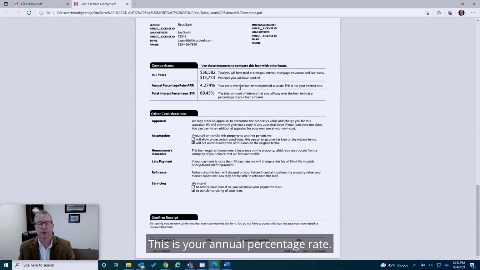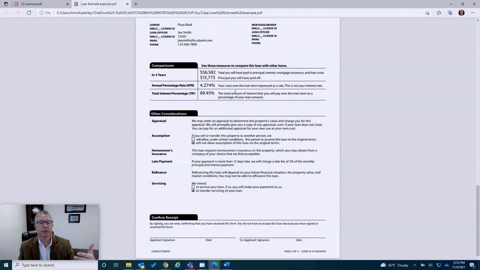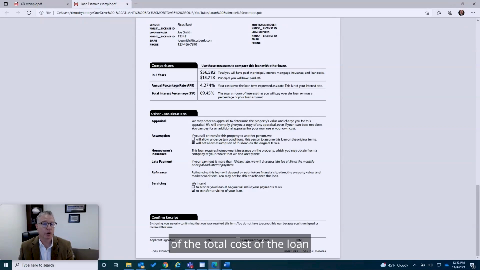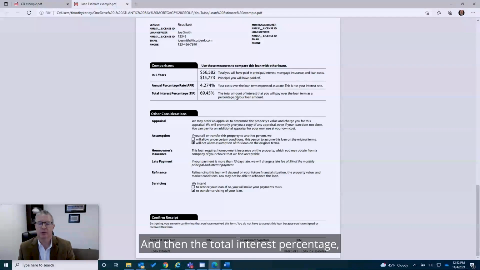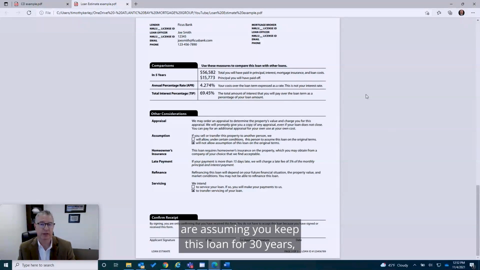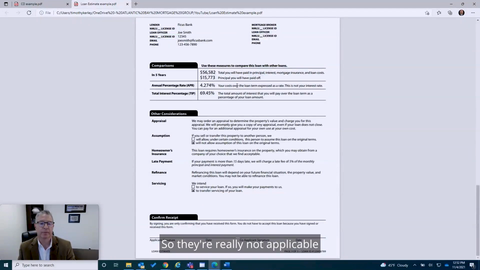This is your annual percentage rate. That's supposed to be reflective of the total cost of the loan in the form of an interest rate. I did a separate video on APR, so if you want more info on that, check that out. I won't take the time on this one to explain APR. And then the total interest percentage, the total amount of interest you'll pay over the loan term as a percentage of your loan amount. Again, these two figures here are assuming you keep this loan for 30 years because this one's a 30-year loan. So they're really not applicable because it's highly unlikely you're going to keep this loan for 30 years. Most people don't.